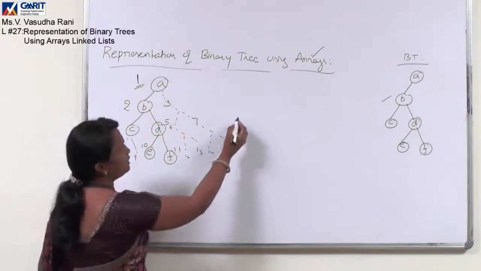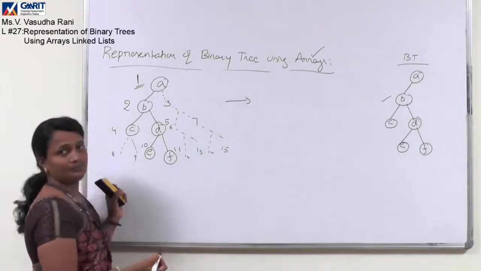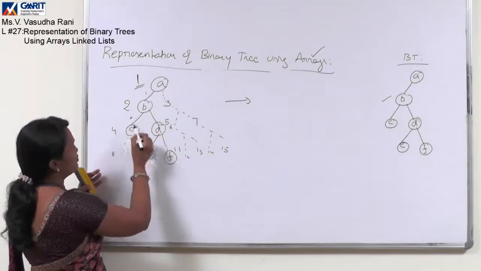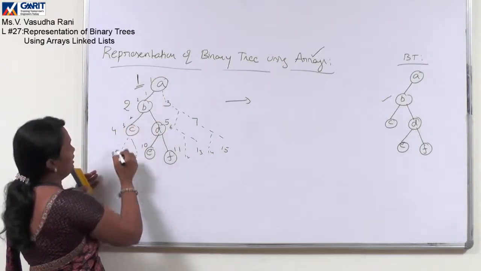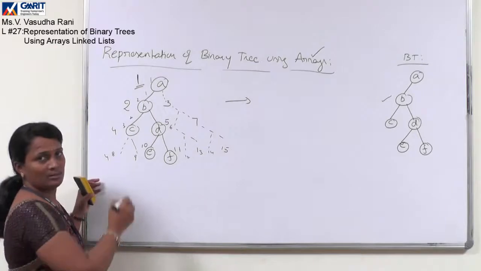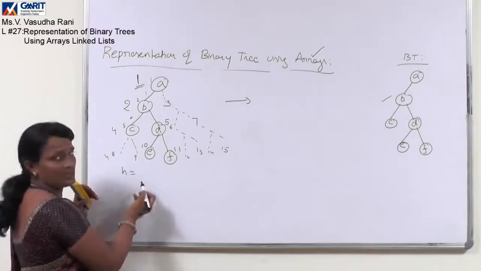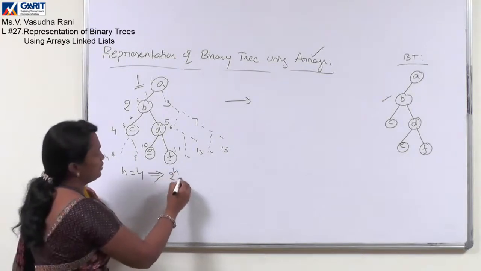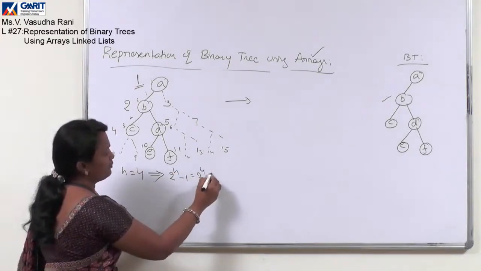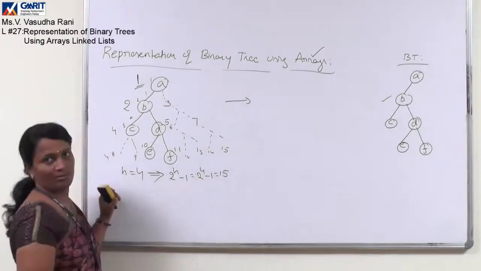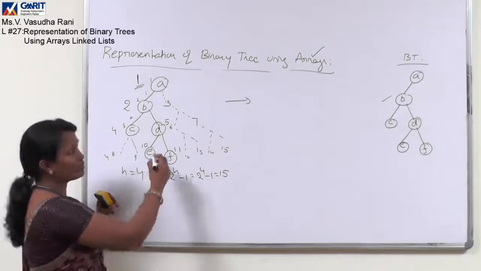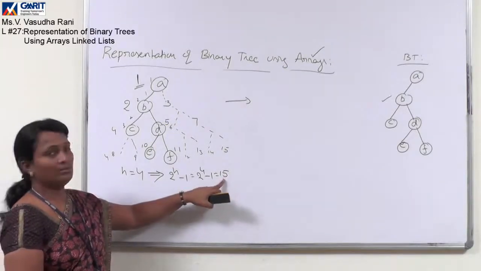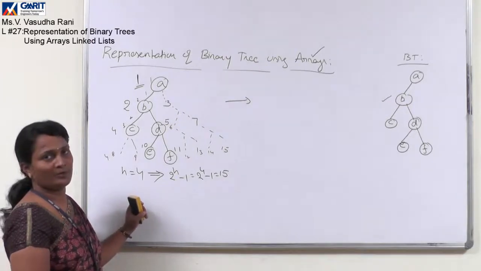So here, what should be the array size we have to take? Here we can observe what the height is. 1, 2 levels, 1, 2, 3, 4 levels. 4 levels means the height is defined as 4, and from height the maximum number of nodes is 2 power h minus 1, which is 2 power 4 minus 1, which is 15. The maximum locations we require to store the information of this particular binary tree in an array, that size of the array should be 15.